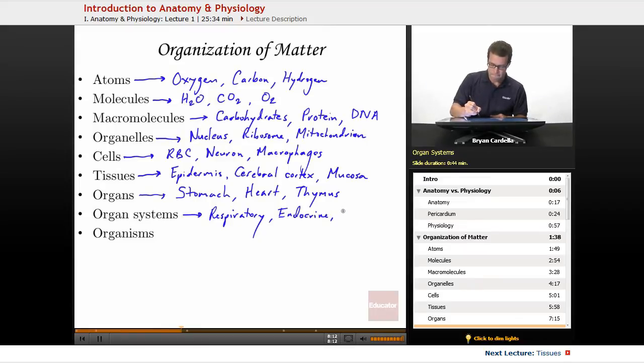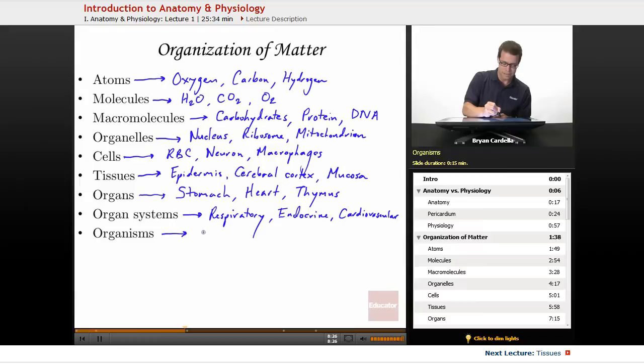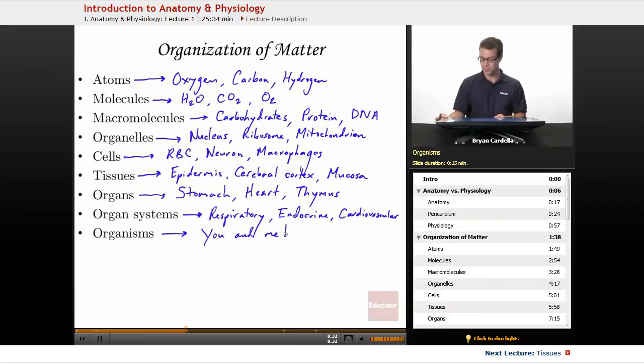And how about cardiovascular? Running out of room there, but yeah, the cardiovascular, the heart, blood vessels, how you're pumping blood around your body. And organisms. You and me. We are organisms, of course, made of cooperating organ systems, and down the line, all of this stuff's in us, and it's very important, all of it together.